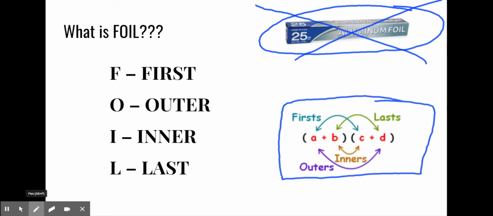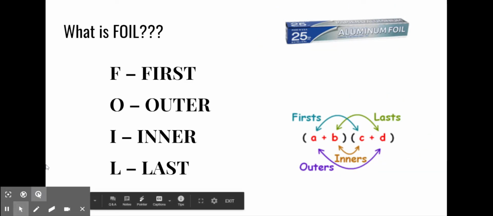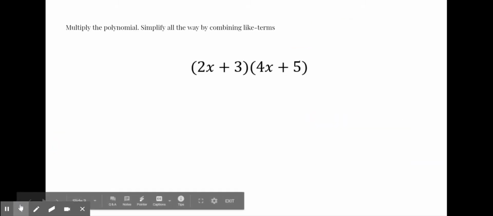FOIL stands for an acronym. The letter F stands for first, O stands for outer, I stands for inner, L stands for last. This is the order of events in which we would multiply each one of those numbers. However, I actually don't really follow the acronym. I follow more of a procedure, and I think that it's easier to remember using a procedure rather than following each letter. You'll see what I mean here in a minute.